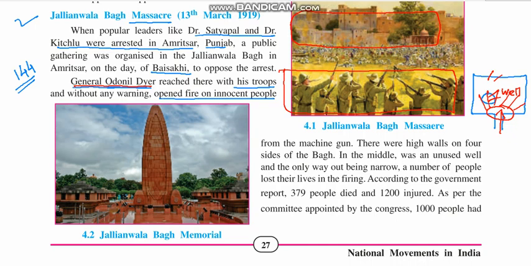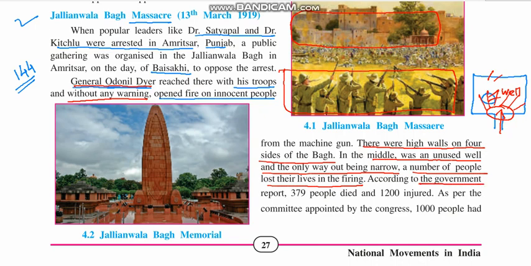Many were killed by the bullets, and this was all done without giving even a warning. They were not told anything, but without any warning they were firing on the innocent people that had gathered. There were high walls on four sides of the Bagh. In the middle was an unused well, and the only way out being narrow, a number of people lost their lives in the firing. As I told you, the only way out was blocked by the Britishers, and due to that, a lot of people died.